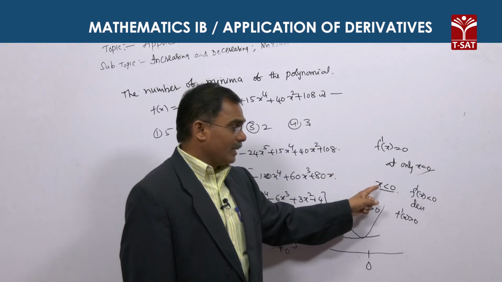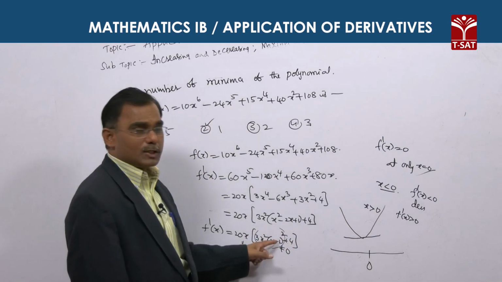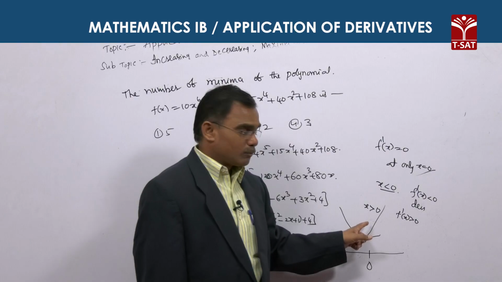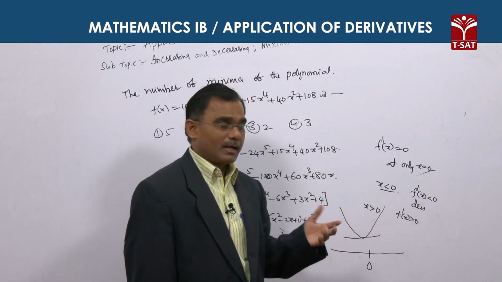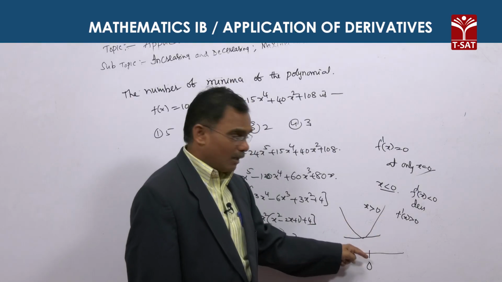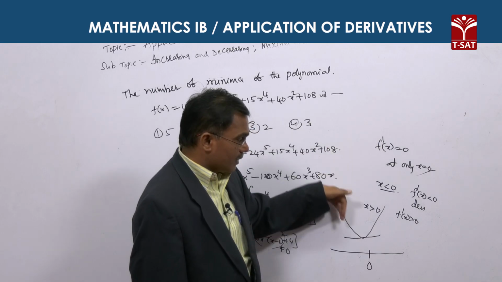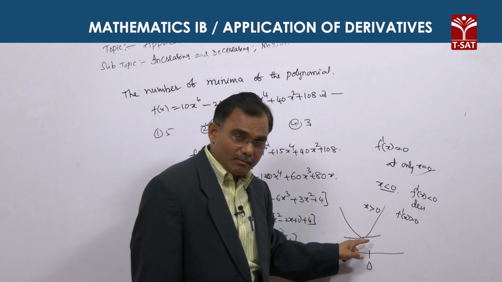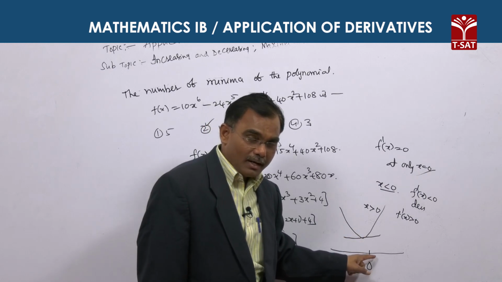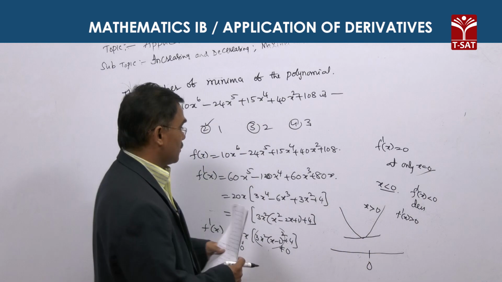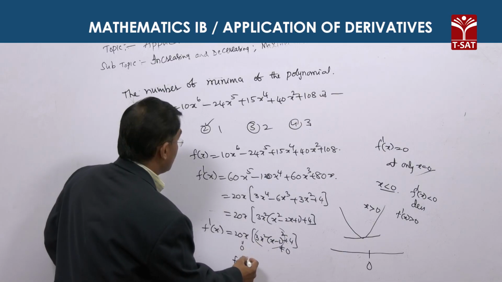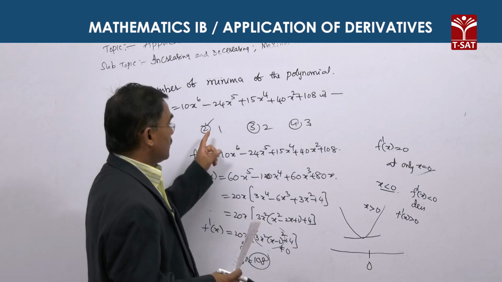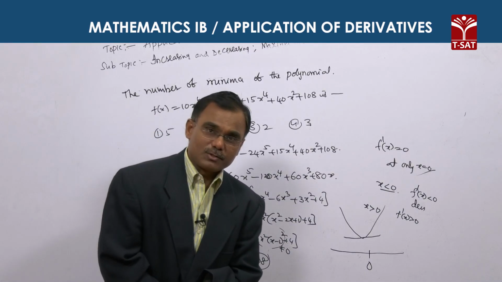Now, what about x less than 0? This is always positive, so depending on the sign of x, f dash x is negative, decreasing. For x positive, f dash x is positive, increasing. So 0 is our critical point: x less than 0 is decreasing and x greater than 0 is increasing, which means the function has a minimum value at x equal to 0. The minimum value is f of 0, which is 108, the only minimum value. Therefore, the number of minimum values is 1.